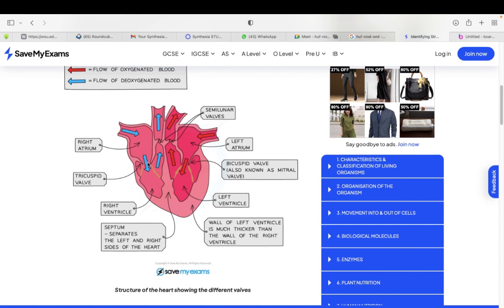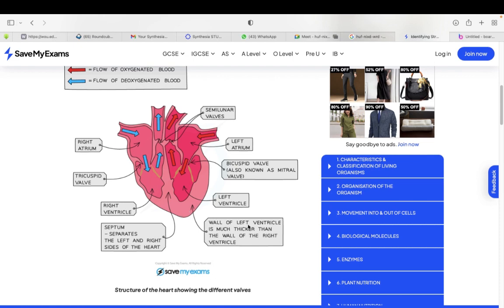The tricuspid valve closes. Then the blood is pumped to flow through the semilunar valve that will open so that the blood can flow through the pulmonary artery. This is the pulmonary artery to the lungs for gaseous exchange to pick up oxygen. Is that okay? So these are the parts that you need to know.